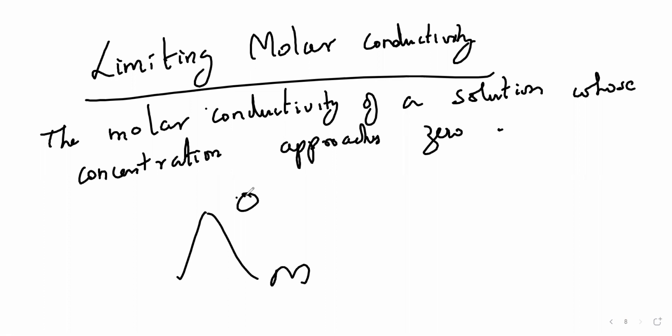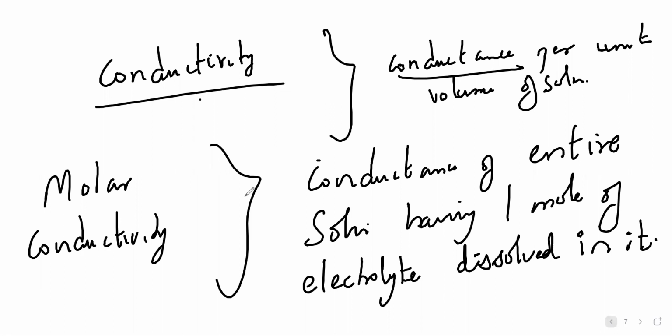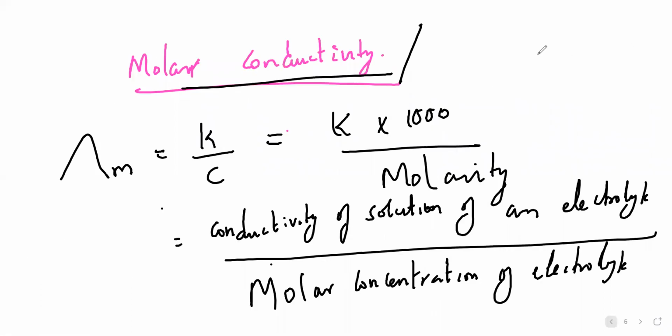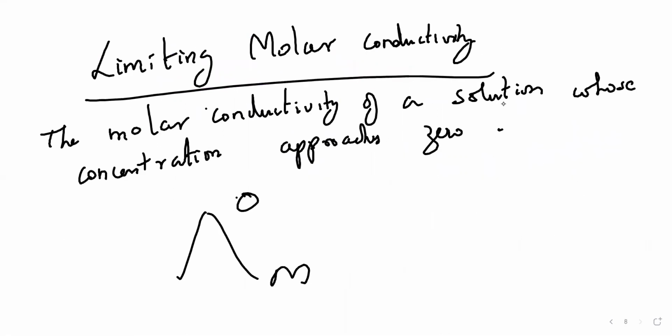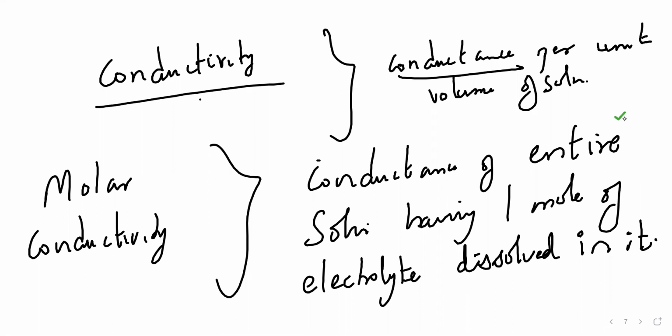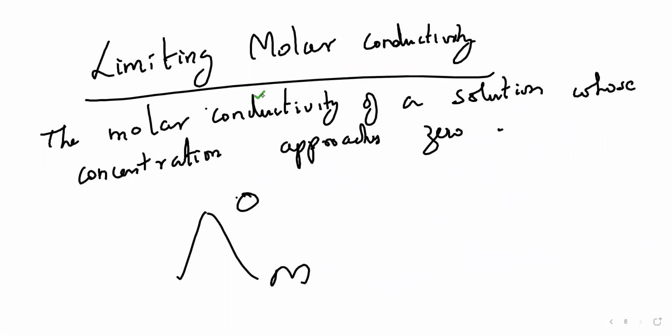Fine guys, up to this. Is everyone clear about this, or is it kind of tricky? It's a very easy topic to remember. Problems will only be using molar conductivity and limiting molar conductivity. Molar conductivity is the conductance of the entire solution having 1 mole of electrolyte dissolved in it, but conductivity in general is per unit volume of the solution. When the molar conductivity of a solution approaches zero concentration, it is called limiting molar conductivity. That's all.